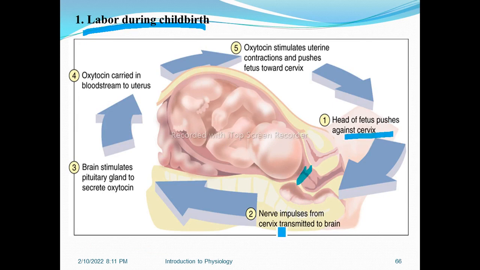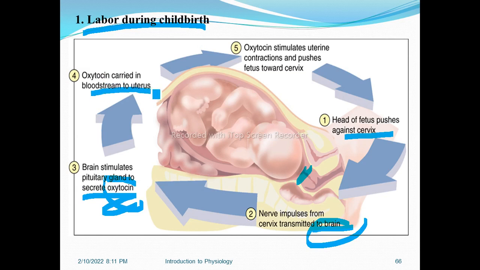When it touches the cervix, nerve impulses from the cervix are transmitted to the brain and the brain is stimulated. Then the brain stimulates the pituitary gland to secrete oxytocin. That means oxytocin is secreted by the posterior pituitary gland and carried in the bloodstream to the uterus. Oxytocin stimulates the uterine muscles and contraction occurs, which pushes the fetus toward the cervix. At first there is a small amount of contraction, but every time the contraction increases through the positive feedback mechanism. At maximum contraction and dilation, the fetus will be delivered. So in this case, the positive feedback mechanism is very important.